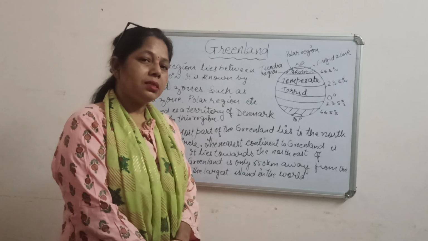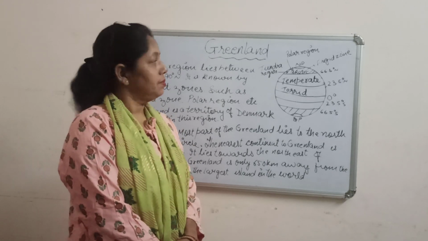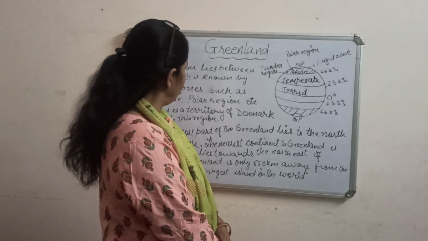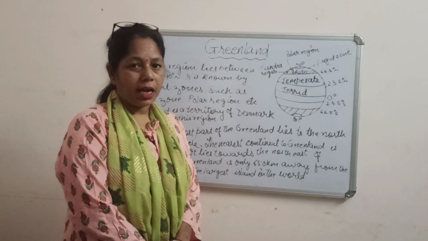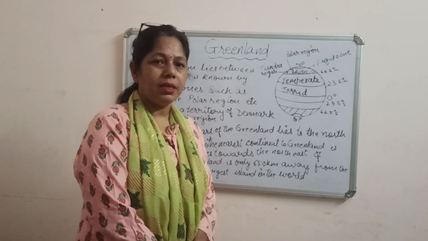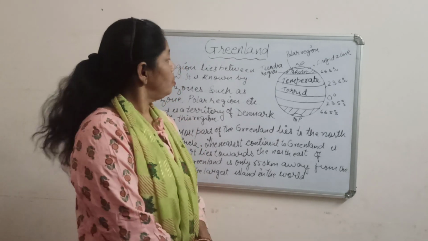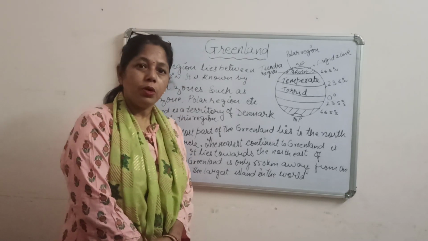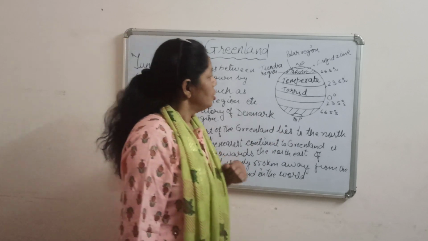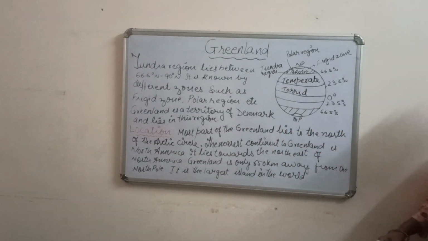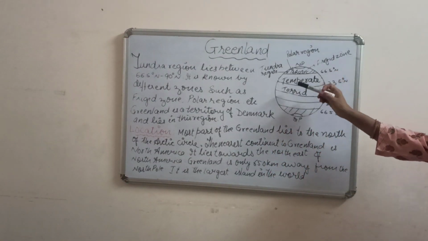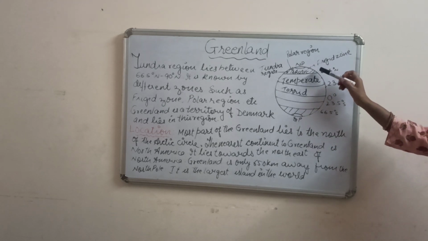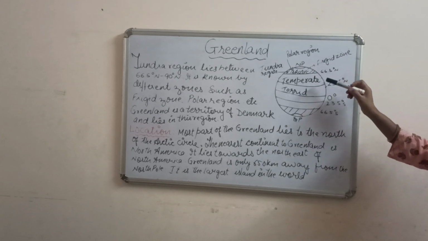To understand this chapter, Greenland, the name itself says it's a Greenland, but actually it is not green. So to study about this chapter, first of all we should know about our Earth. When we talk about our Earth, we know that our Earth is divided into the different latitudes and the zones.